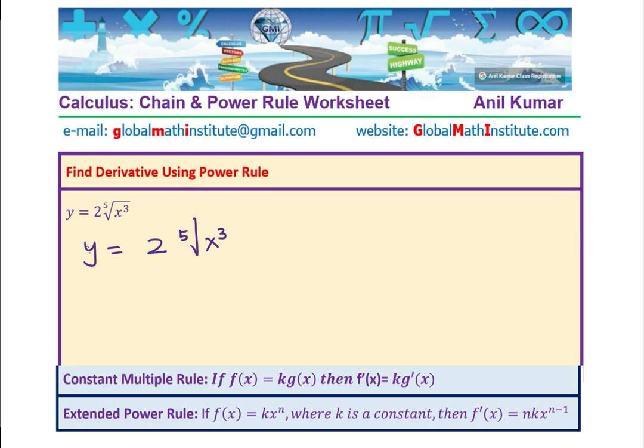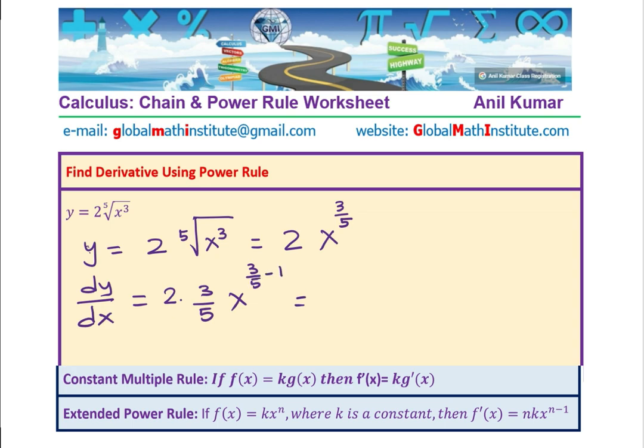You see that? So it is a good idea to write it in exponent form, 2 times x to the power of 3 by 5. Is that clear to you? Now we can write dy dx as equals to 2 times, that is a constant. Now the derivative of x to the power of 3 by 5 will be 3 by 5 x to the power of 3 by 5 minus 1, right?